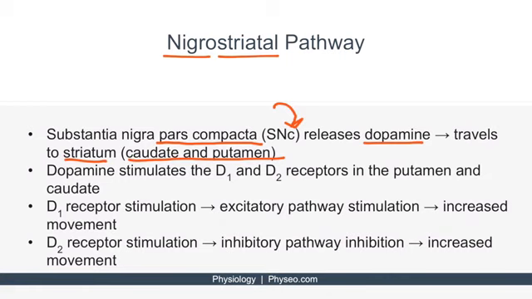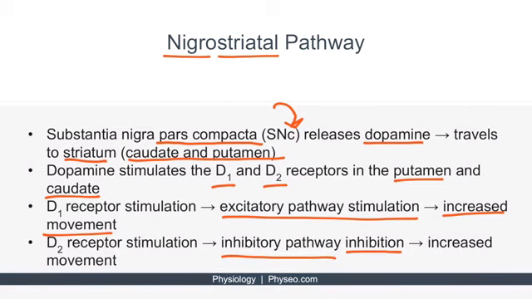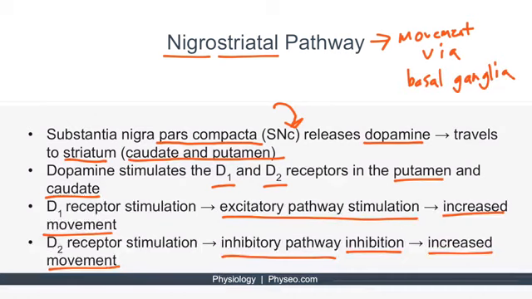Now dopamine stimulates the D1 and D2 receptors found in both the putamen and the caudate. And when the D1 receptor is stimulated, it causes the excitatory pathway to be stimulated, which leads to increased movement. Now the D2 receptor stimulation causes the inhibitory pathway to be inhibited. We've inhibited the inhibitory pathway, which also leads to increased movement. In other words, the nigrostriatal pathway stimulates movement via the basal ganglia.